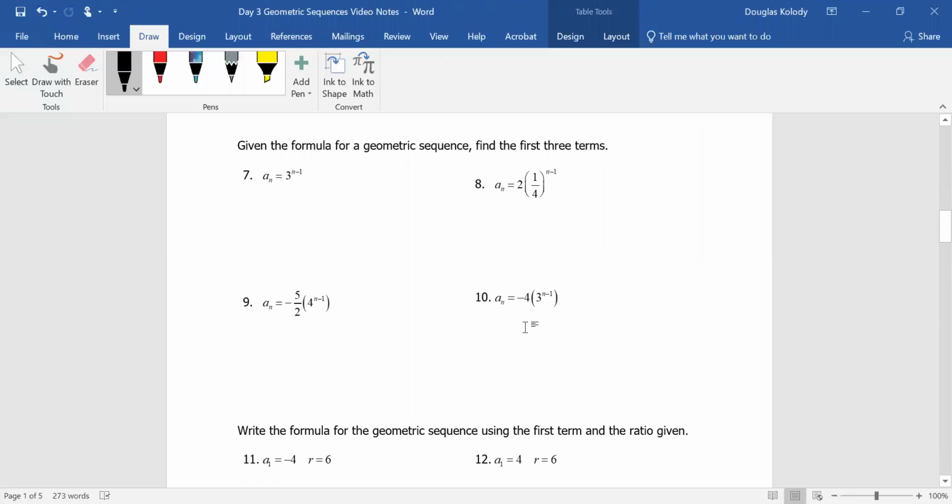These are the types of examples you're going to have in your homework. Given the formula for the geometric sequence, find the first 3 terms. I'm just going to get right to it. The first 3 terms, just like arithmetic, are a sub 1, a sub 2, and a sub 3.